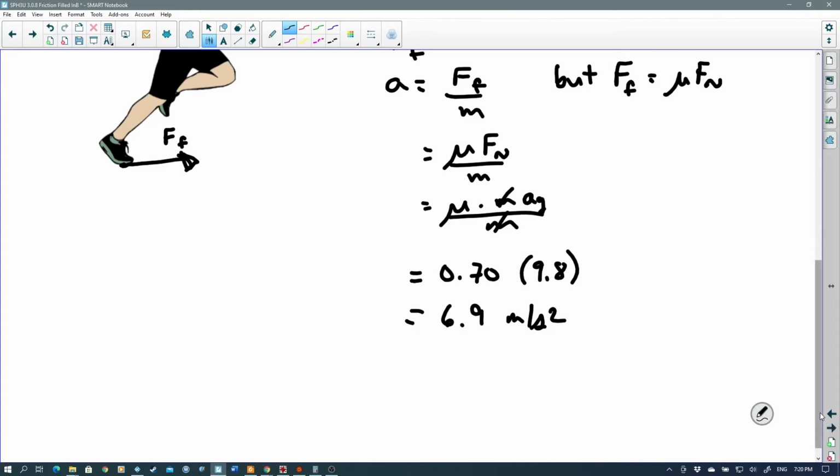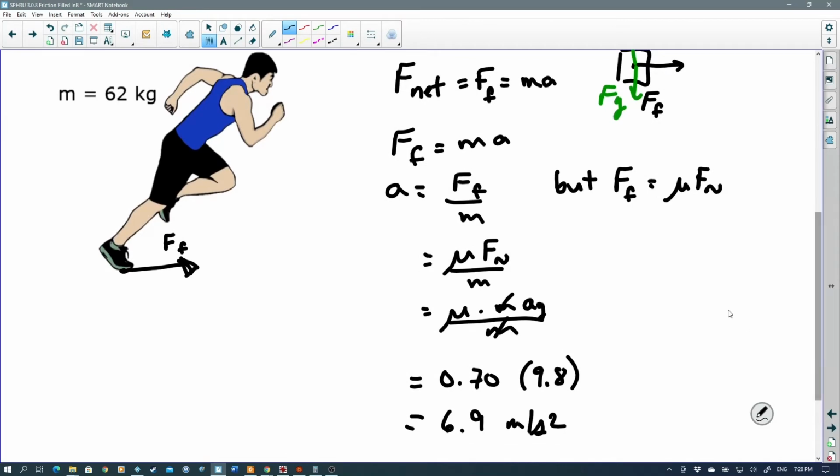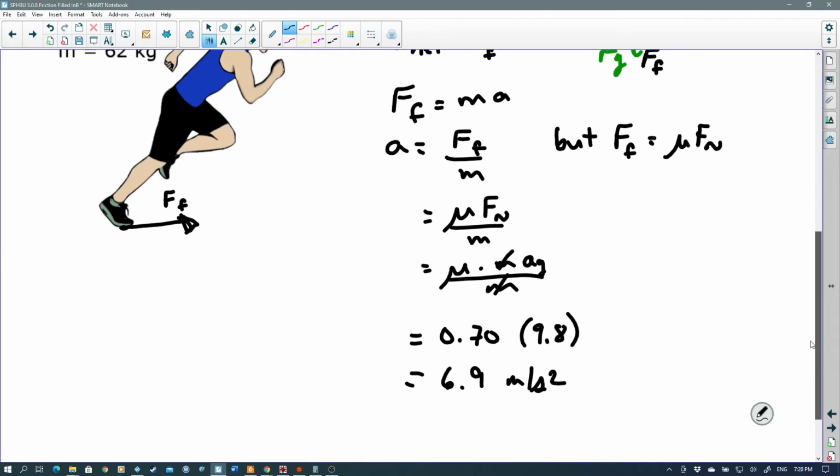So slightly easier than the previous question because we only had that part. And just to recap, we're taking a net force, saying that the net force is the force of friction because it's the only force pushing this sprinter forward. We know that the force of friction is equal to mu Fn. Therefore, we can replace the force of friction in the formula here by mu Fn, and those are all values that we know.